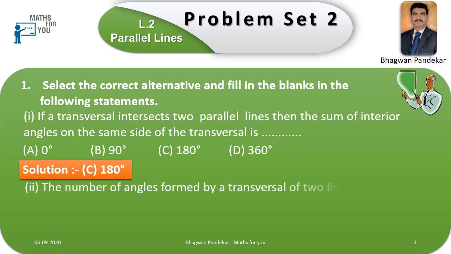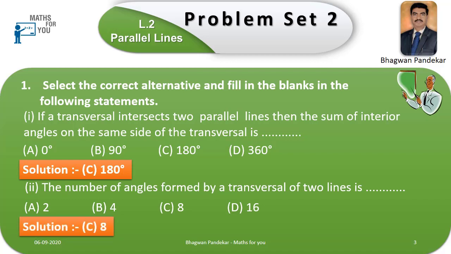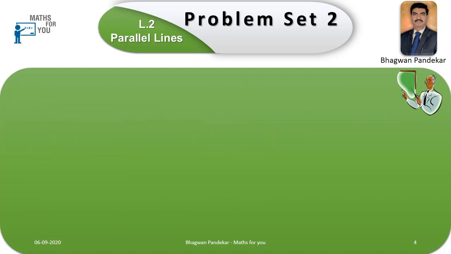Second example, the number of angles formed by a transversal of two lines is. Alternatives are A 2, B 4, C 8 and D 16. Here the correct alternative is C 8.